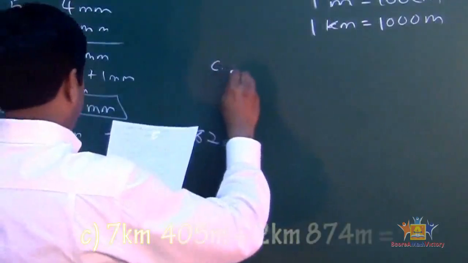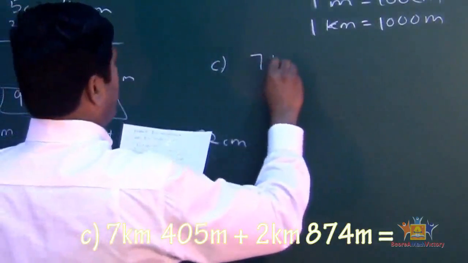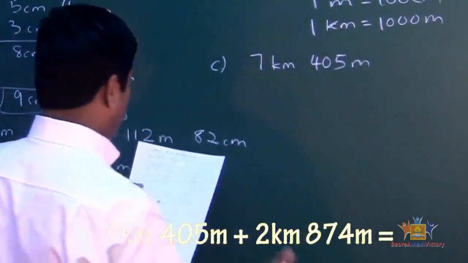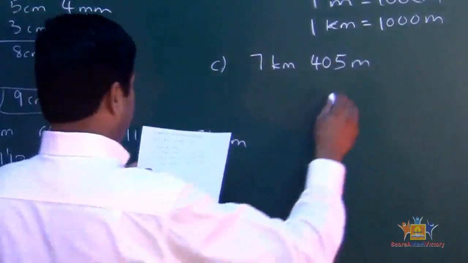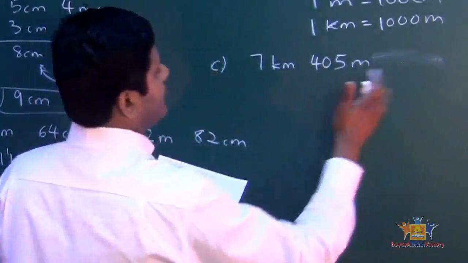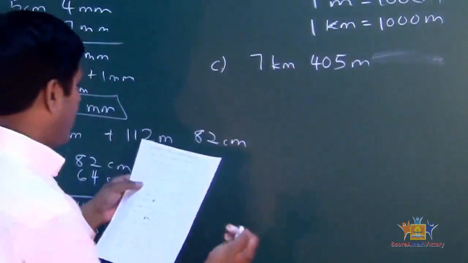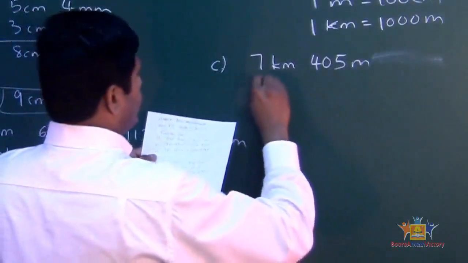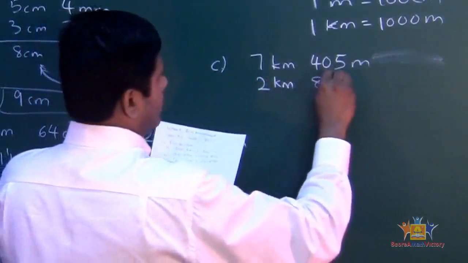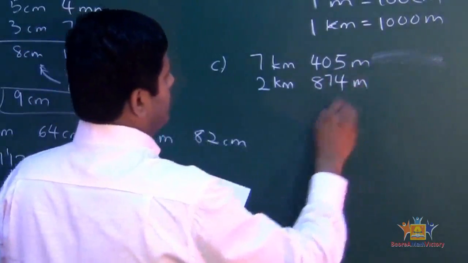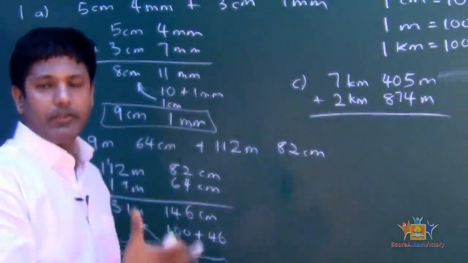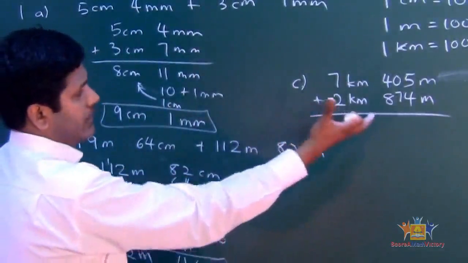Okay, C, you're given 7 kilometers, 405 meters, and you're adding it with 2 kilometers, 874 meters. So what I'm going to do is start lining them up. I'm going to put the 2 kilometers right below the 7, and then the 874 below the meters, and then we're going to add them. Lining them up is very important. When you have this format, you line them up like that.